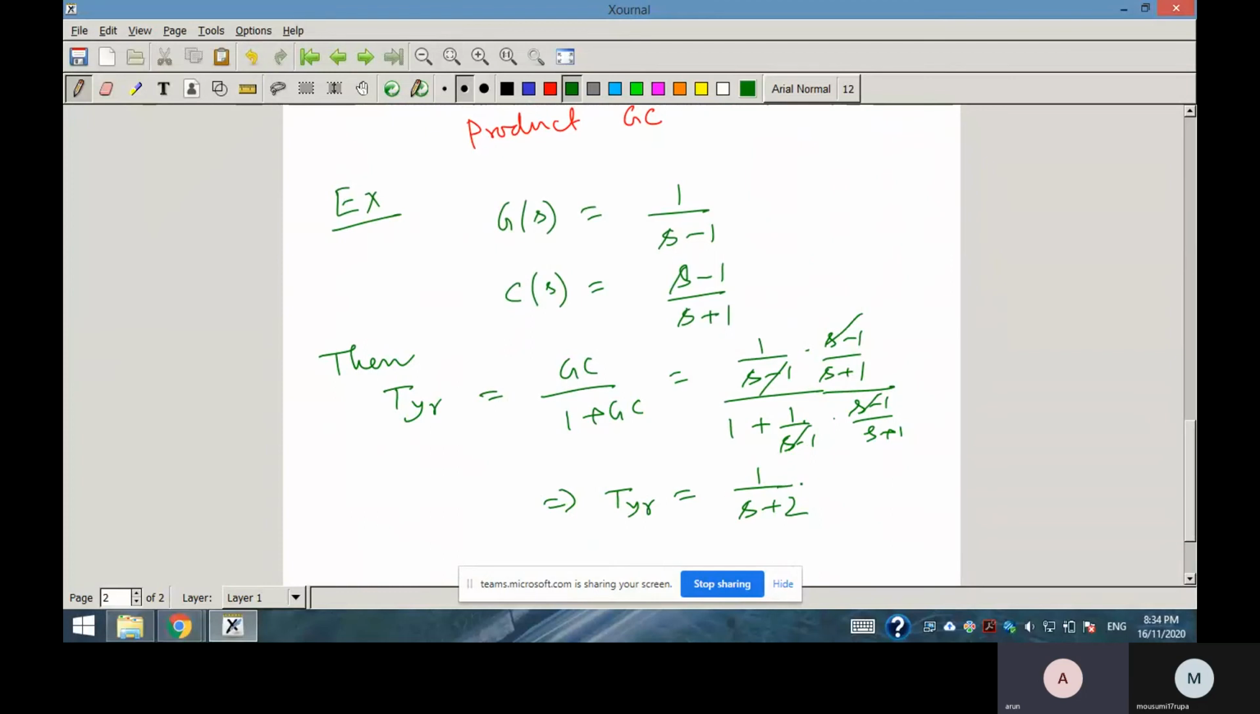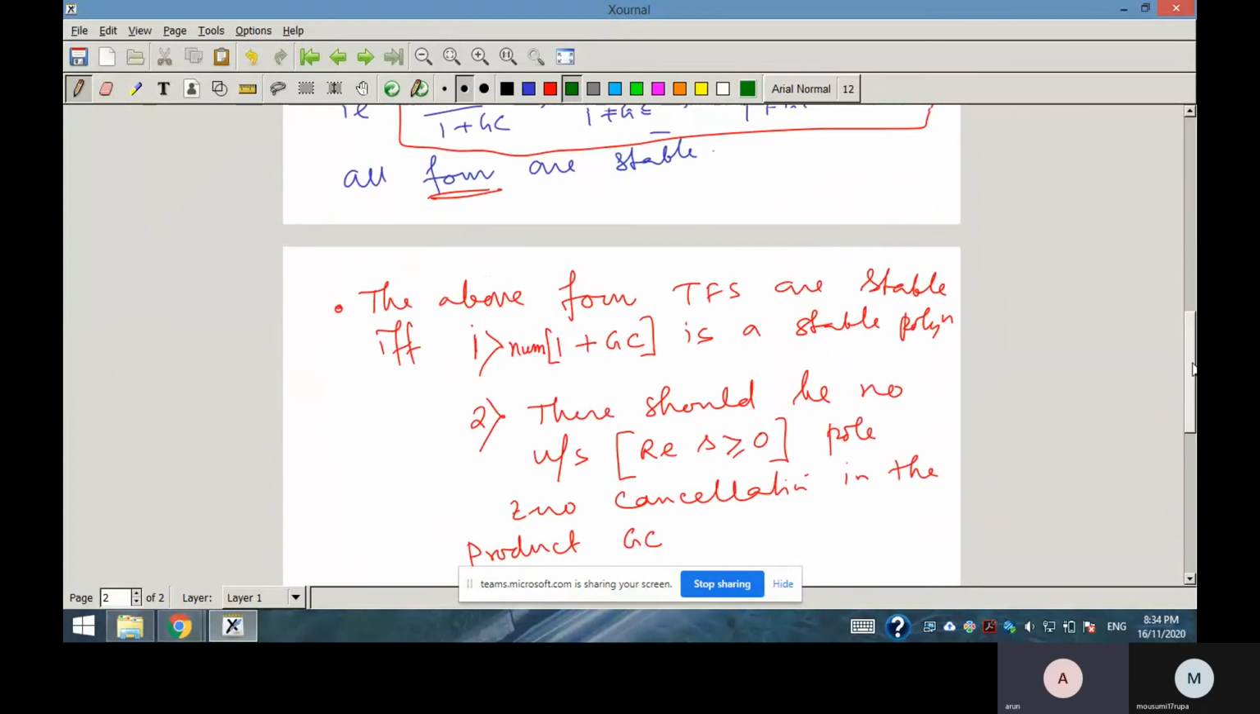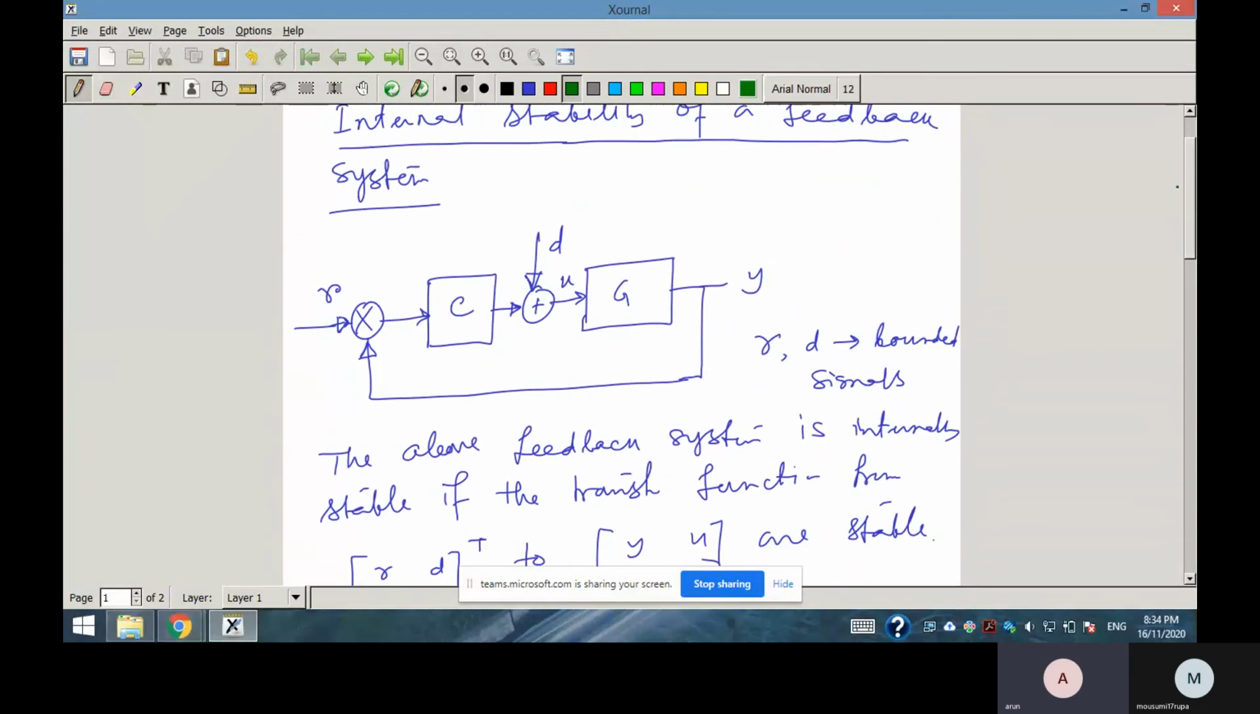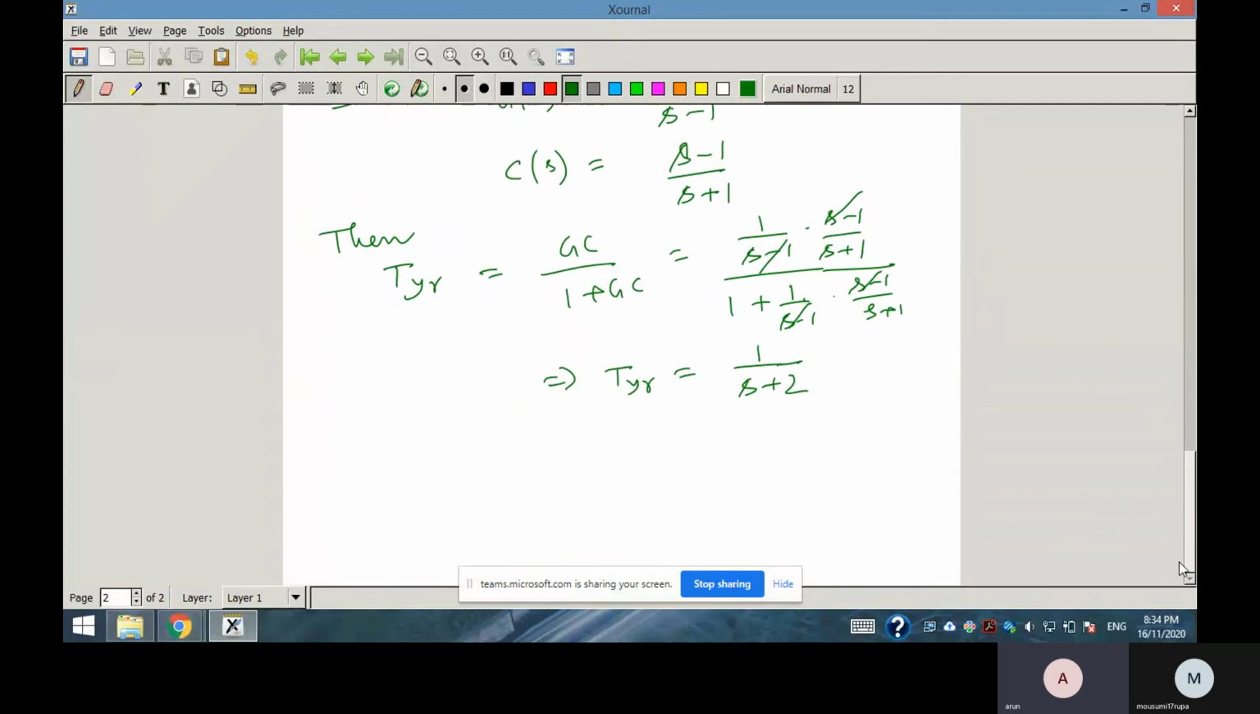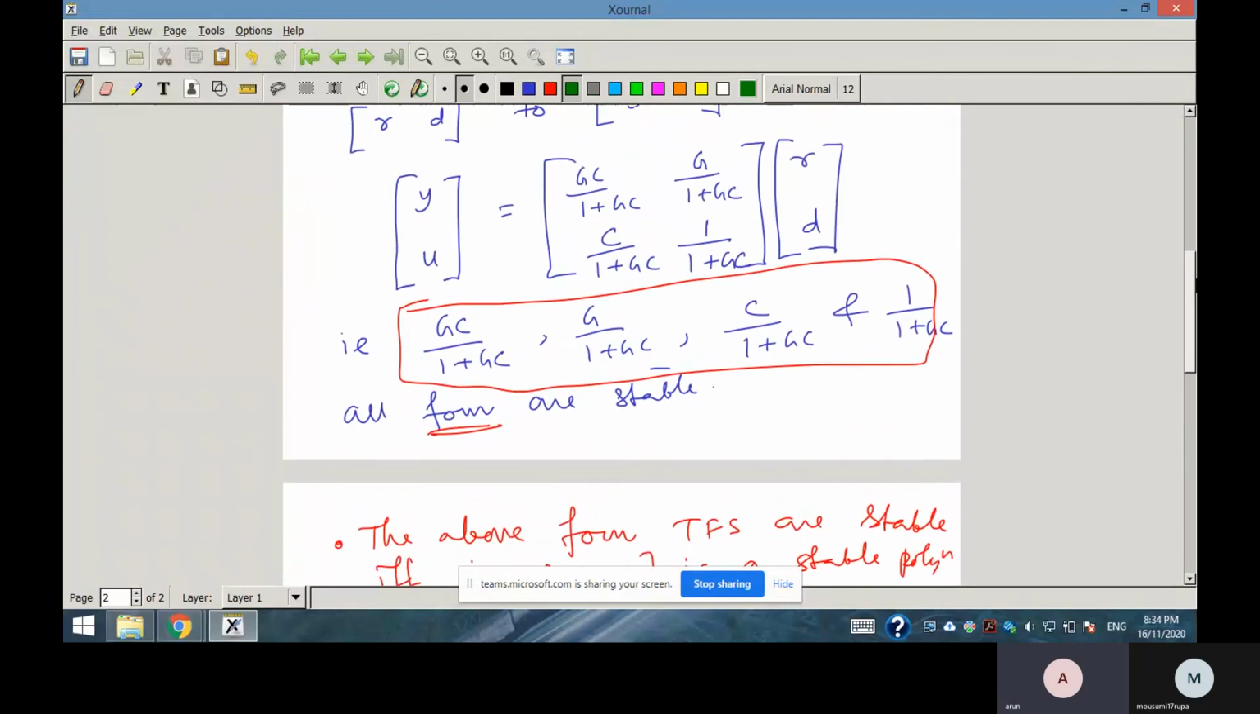So you will think, well, if you give a step input here with G(s) equal to 1 over s minus 1 and C(s) equal to s minus 1 over s plus 1, then the output will be very nice. The output will be bounded and exponential, with a steady state value of 0.5. But where will the problem arise? The problem will arise if you take just the y to d transfer function.